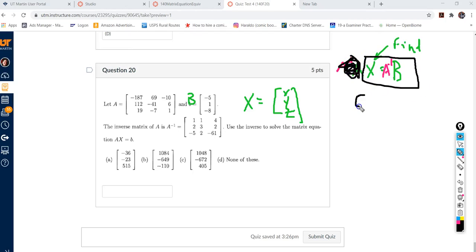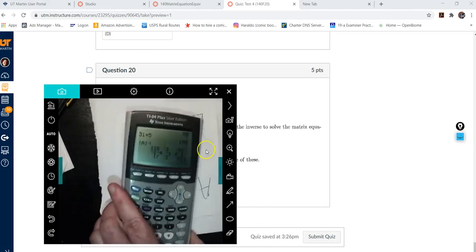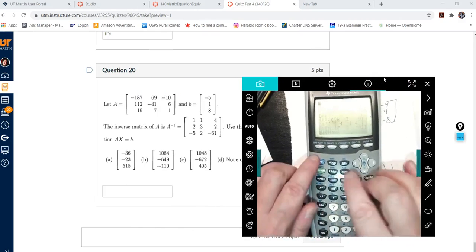So if I'm going to use my graphing calculator, I'm going to define A and B, and then have it do A inverse times B. I'm going to define A and B as they are.